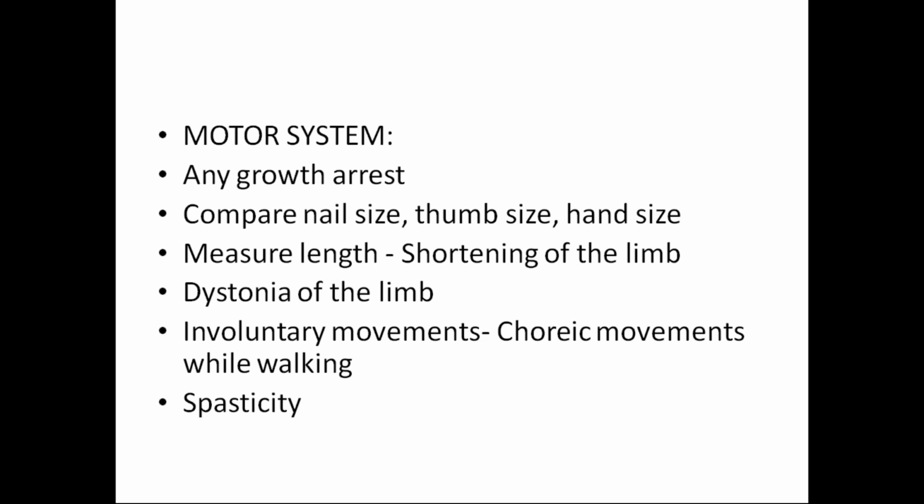coming to the motor system examination. You look for any growth arrest and bulk deficiency or something, we need to look for it. Okay, and compare nail size, because that will tell the small handedness. The thumb size, small handedness again, and hand size, because all these small things compared to the other side specify that they are not being used over time. Okay, and measure length, that is shortening of the limb. And dystonia of the limbs, because your center is gone and you lose the muscular tone, so giving dystonia. Okay, and involuntary movements like chorea movements, that is what we are going to discuss later.